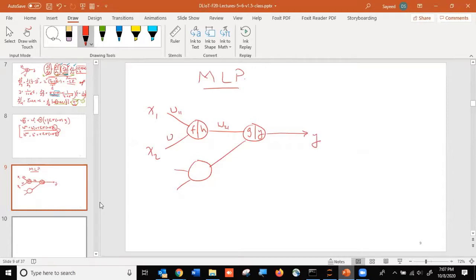So the question is, can this be done? If you've got multiple layers, where are the unknowns now? There could be an unknown bias over here. There could be an unknown bias over here, which is C. So what are the unknowns over here now?